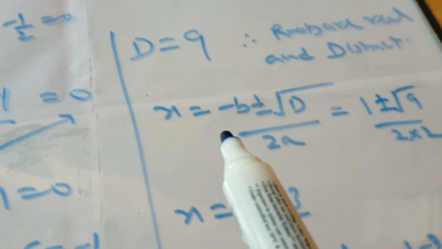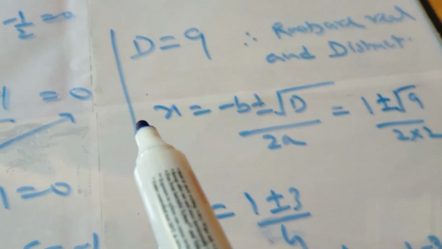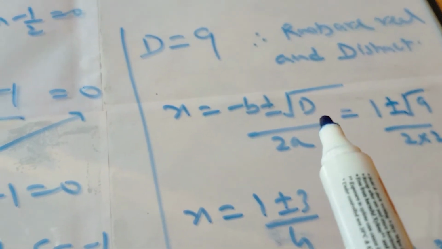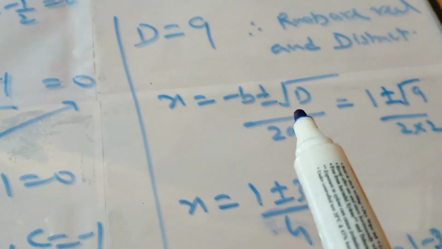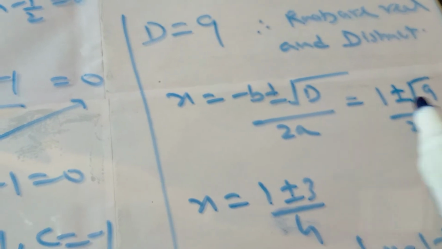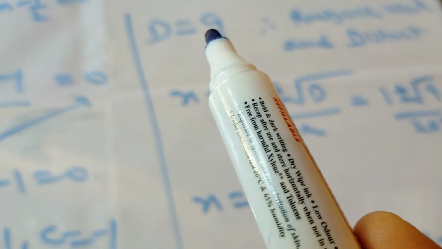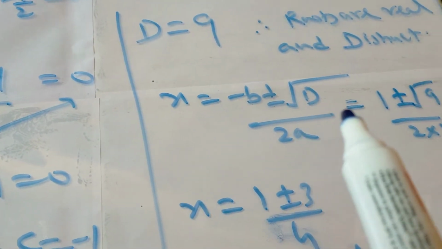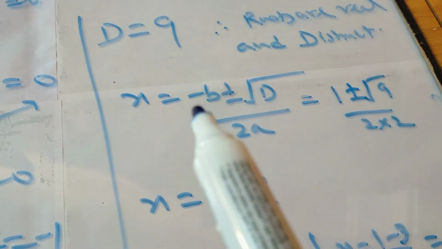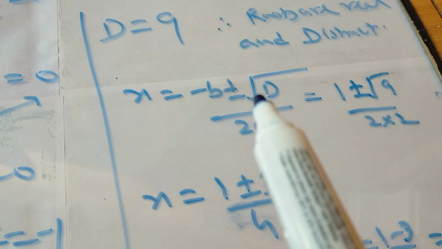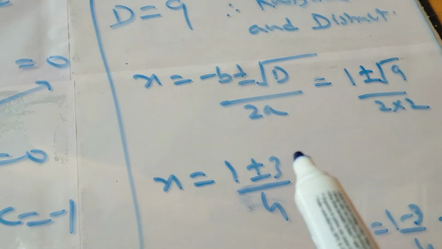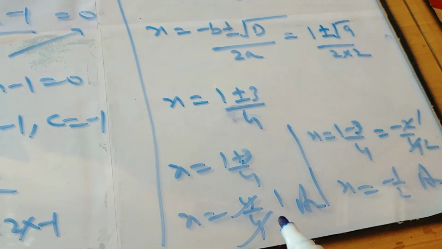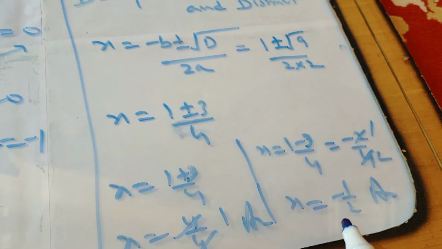I have already given the quadratic formula: x is equal to minus b plus minus under root b square minus 4ac. In place of b square minus 4ac, if I write D, it is not wrong. Because I already calculated D as 9, I will use this 9 here. In place of b I substituted the value, in place of capital D I wrote 9, and I solved and got two answers. x is equal to 1 is the first answer, and x is equal to minus half is the second answer.